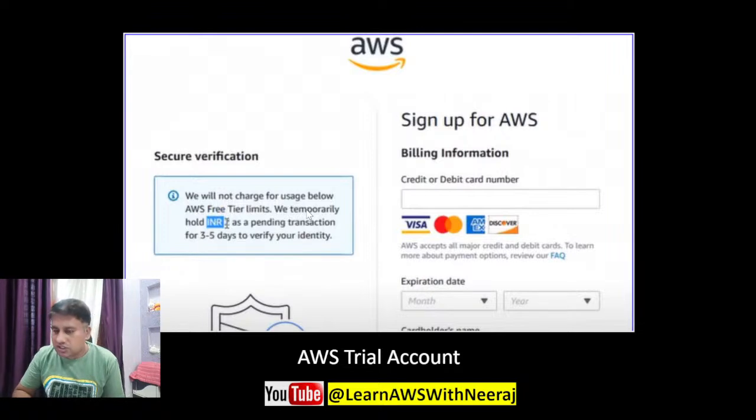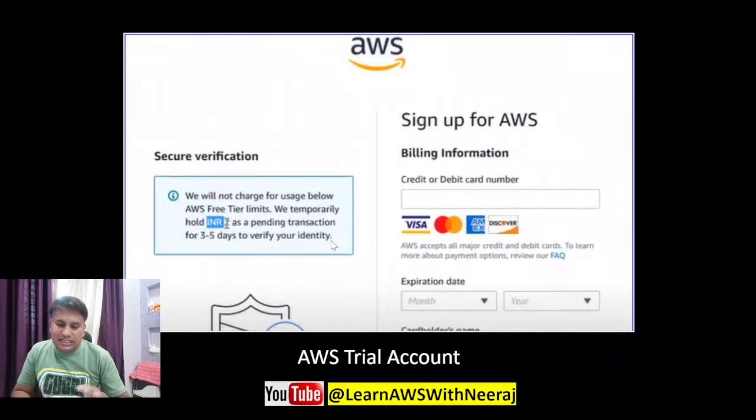So if you look at this slide, which is a screenshot taken when I created my trial account in June, this June only, June 2023. You can see this. We will not charge for usage below AWS free tier limits. That means as far as you are using AWS services within limit, and the limit is actually quite high. If you do your practice even every day few hours, you cannot cross that limit. I'm telling you, I am conducting training every month, still I am not able to cross that limit. You will be crossing the limit only when you are working for your office project. For training purpose, for learning purpose, you will not be crossing that limit. Okay, so you can provide your credit card or debit card, and you can see this one. We temporarily hold INR 2 as a pending transaction for 3 to 5 days to verify your identity.